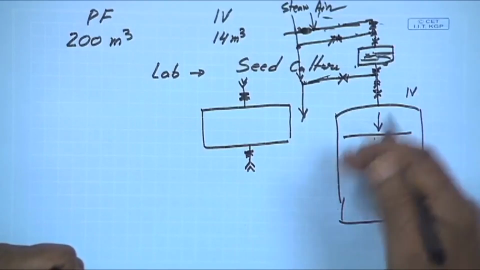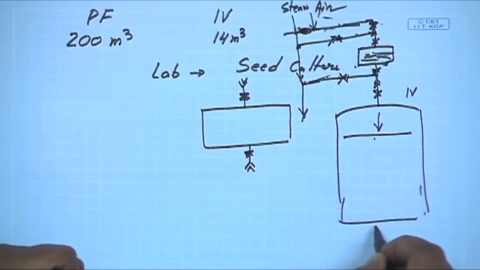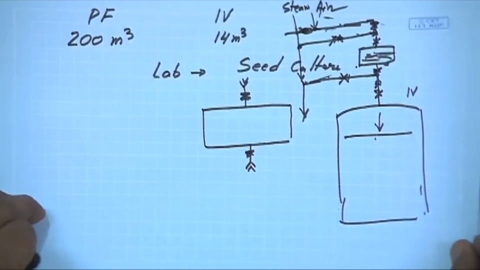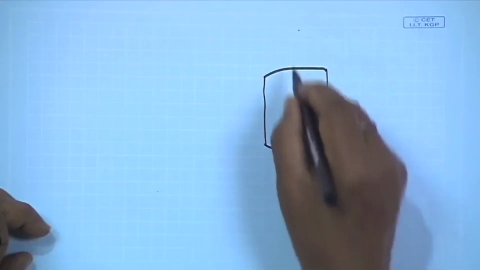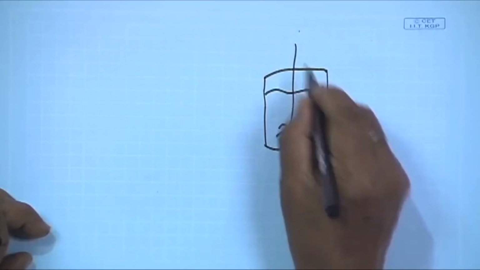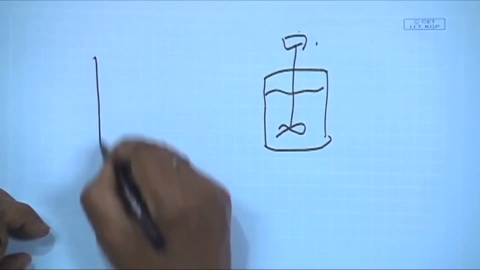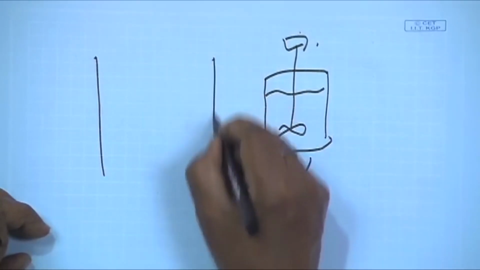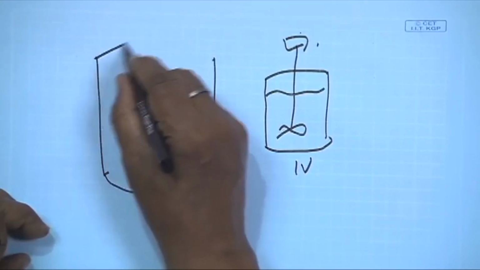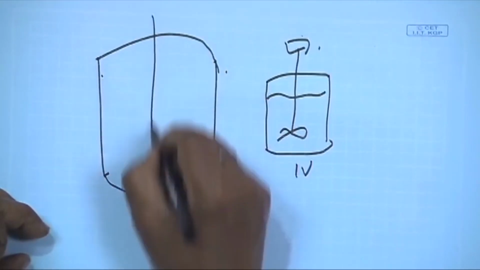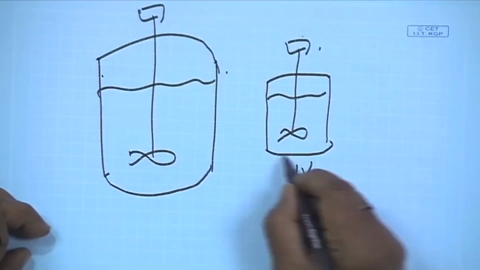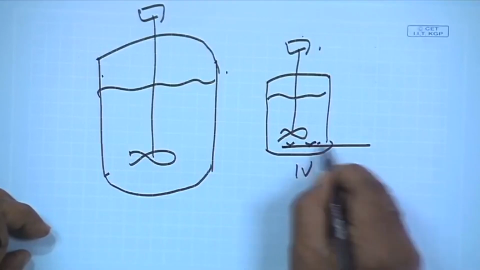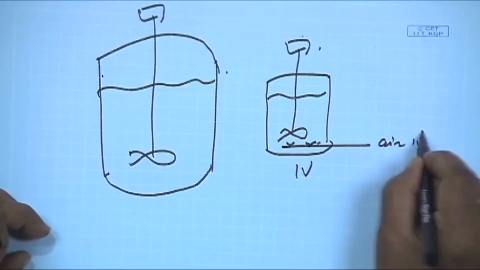But when you get the culture, how do you transfer this culture from the IV, the inoculum vessel, to the production fermenter? Suppose this is a small inoculum vessel, and this is the big production fermenter. This is the IV, and this is the production fermenter. So here also you have it like this. Here we do sparging. This is air in, and this is air out.